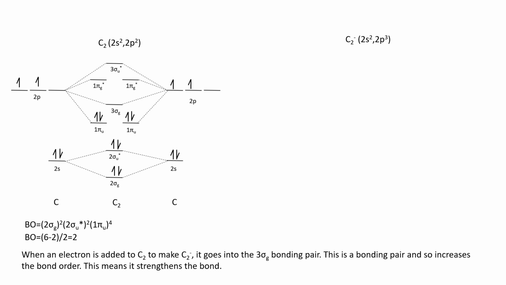This means the bond order is 2 sigma G 2, 2 sigma U star 2, 1 pi U 4. So 6 minus 2 all over 2. This is because there are 6 electrons in the bonding orbitals and 2 in the antibonding orbitals. So this gives a bond order of 2.